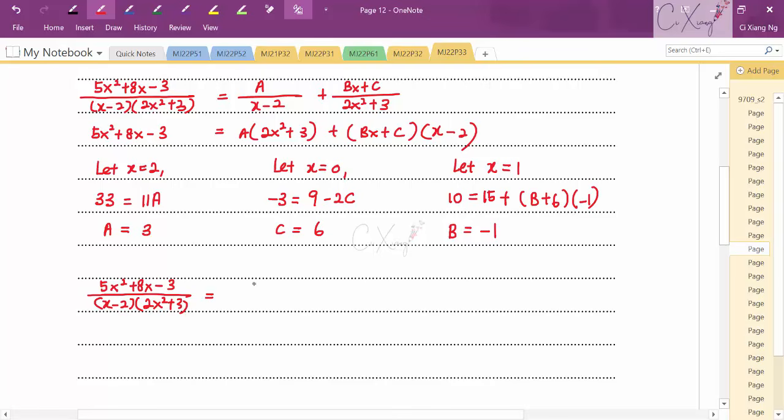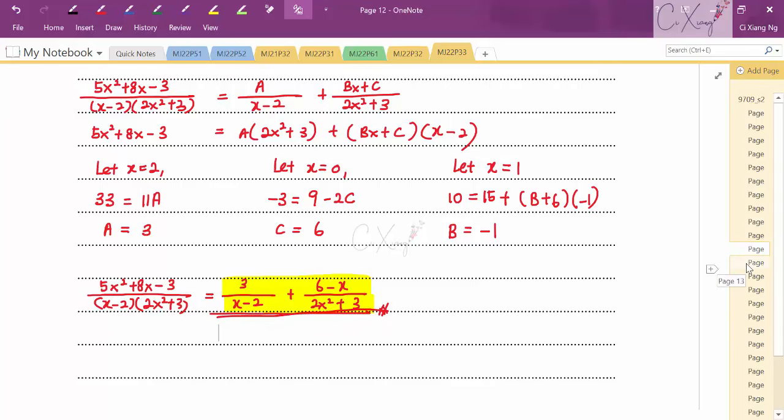So it should be equal to 3 divided by x minus 2, then 6 minus x divided by 2x squared plus 3. Right, so this is the partial fraction that I get for part A. Okay, and now let us proceed to part B.